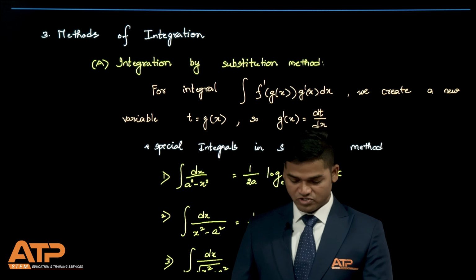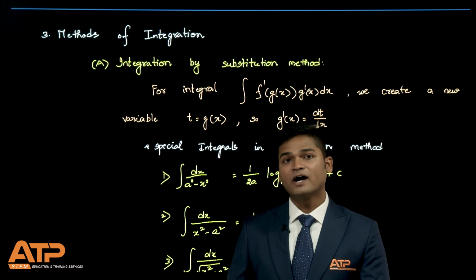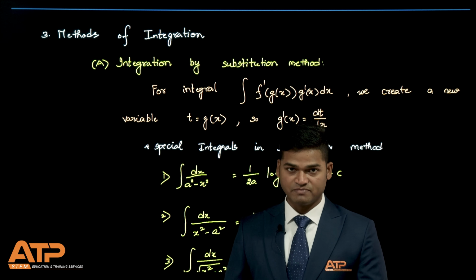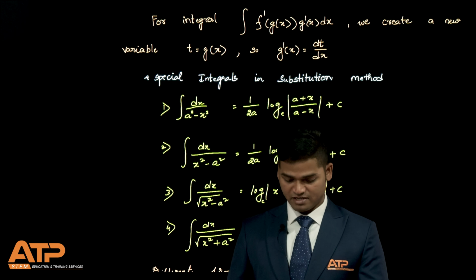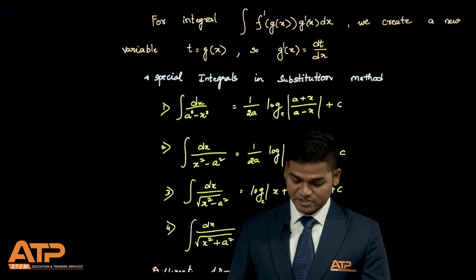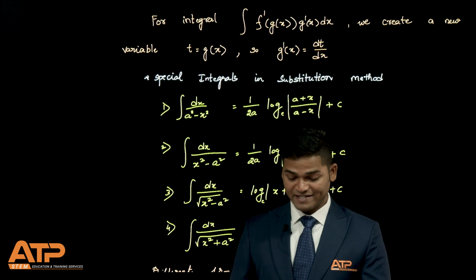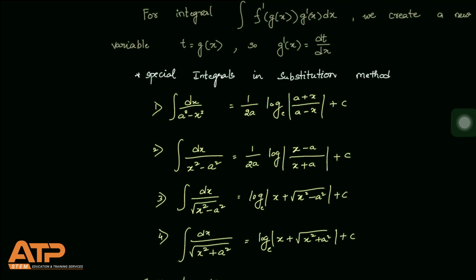In methods of integration, we have 3 methods: integration by substitution method, integration by parts, and integration by partial fraction method. Some of the results from the substitution method which you have to remember, I'm going to give. So that is integration dx by a square minus x square, 1 by 2a log mod a plus x divided by a minus x plus c. This and the next one, integration dx by x square minus a square, that will become 1 by 2a log mod x minus a by x plus a plus c.